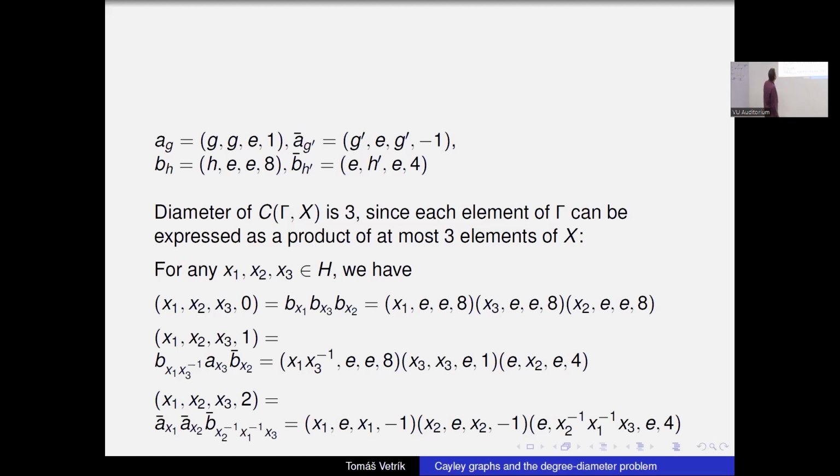And since I'm studying it for the group Z12, I need to cover the first coordinate, the last coordinate to be 0, last entry to be 1, 2, up to 11. And if I show that all those elements can be written as a product of 3 generators, then I know that the diameter of my Cayley graph is 3. Well, as you can see, I'm using here some kind of multiplication of some elements and inverses.